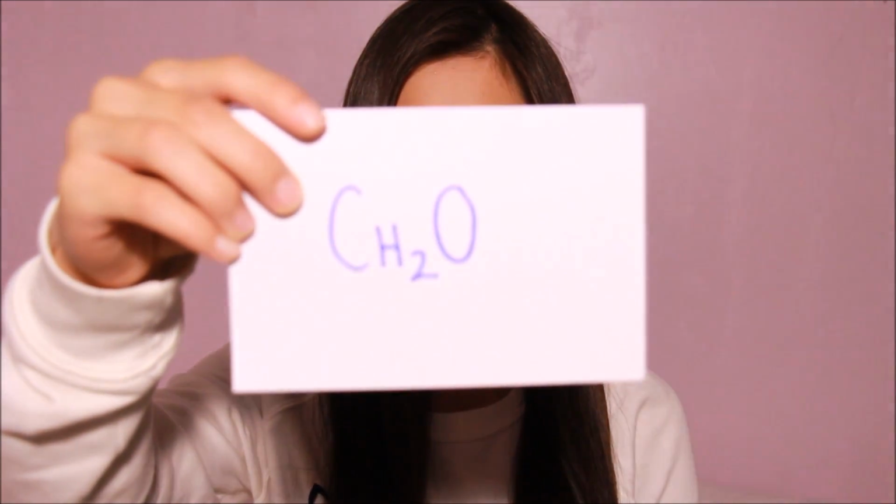The third macromolecule I'm going to be talking about is carbohydrates. Carbohydrates are compounds made up of carbon, hydrogen, and oxygen atoms, usually in the ratio 1:1. Carbohydrates have the molecular formula CH2O. The function of carbohydrates is to store energy in chemical bonds.